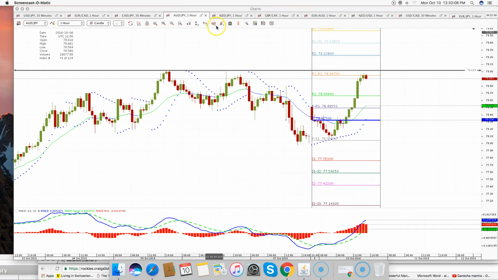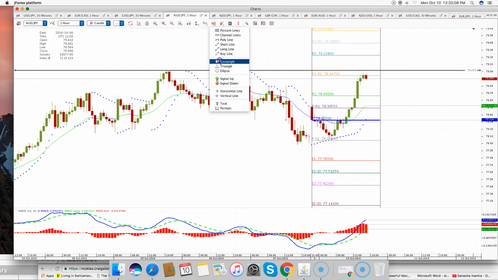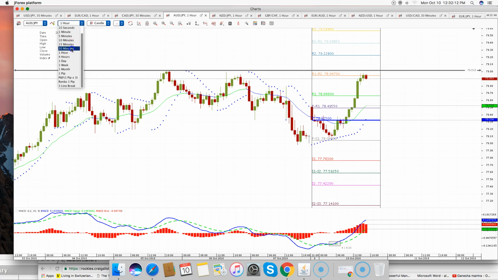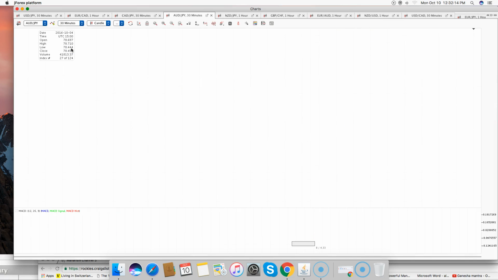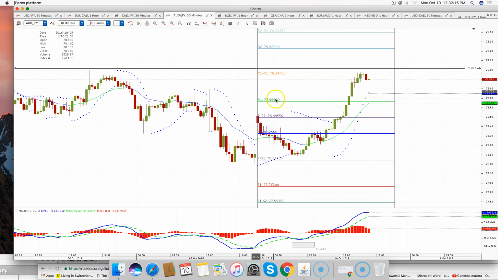Aussie Yen, same thing. Two lines of MACD cross to the upside. Let me switch over to a 30-minute chart. I will look at a 30-minute chart and a 1 hour chart to see if they're mirroring each other. Then you have a better trade setup.